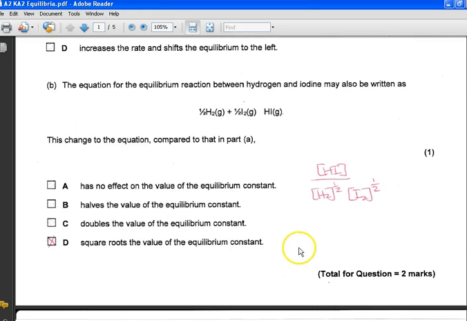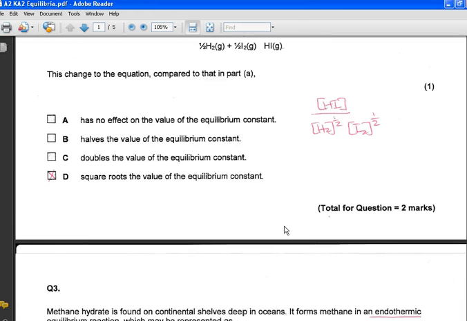Part B, this one, my understanding is that it's because anything to the power of a half is basically the square root, but I have to tell you that I haven't quite sorted that out in my head yet. I'll come back to you on that one.